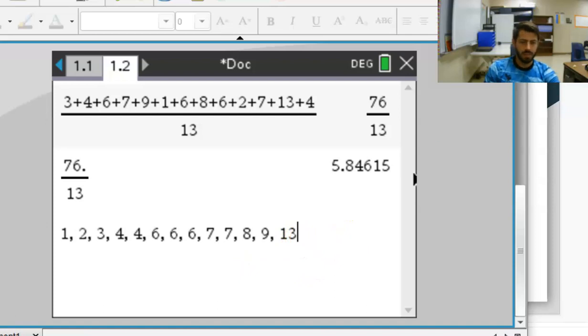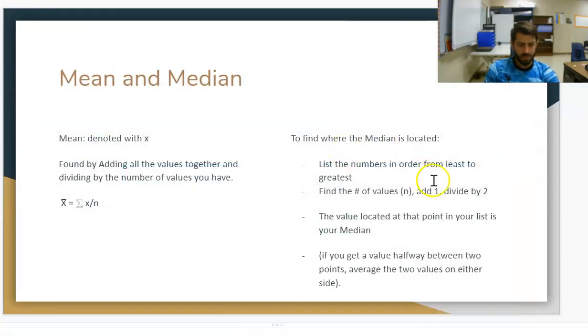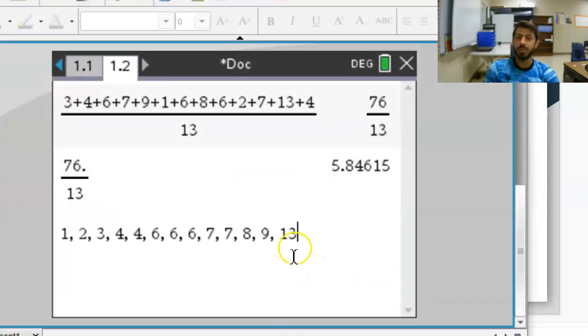So if I go based on my formula that I have here, I add 1 and divide by 2. So 13 plus 1 is 14. 14 divided by 2 is 7. So the 7th number in this list will be my median. So 7, there's my median, right? My median is 6.